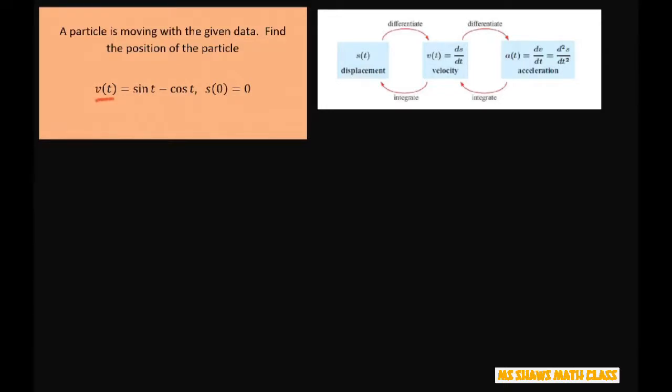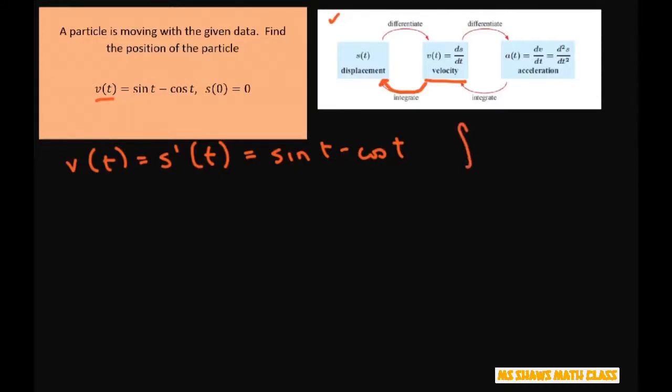We're given the velocity of t, and we want to find the position of the particle or the displacement, s of t. So we know, given this little diagram here, that v of t equals the derivative of s of t, and we know v of t is sine of t minus cosine of t. All right, and so to get s of t, we're going to do the integral of v of t, which is the integral of sine of t minus cosine of t dt.